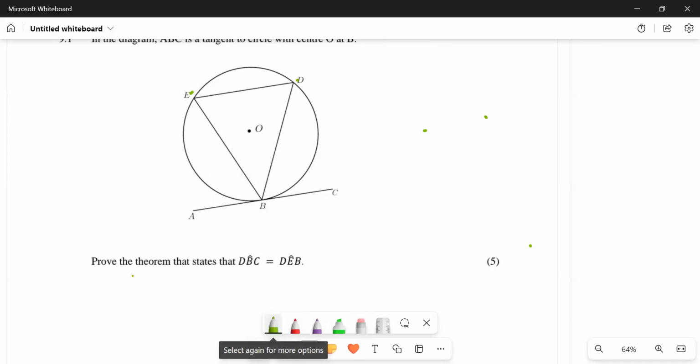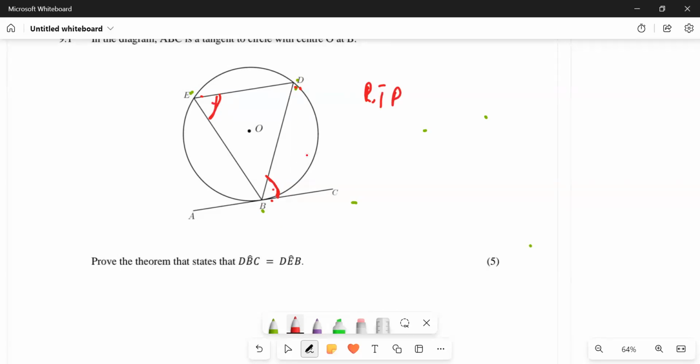Okay, what are we trying to prove here? Angle DBC is equal to. Let's check DBC. Which one is it? DBC is this angle here. So they're talking about this angle. And it should be equal to angle DEB, which is this angle. So that's what we're trying to prove. RTP, we are required to prove that this angle here is equal to this angle here.